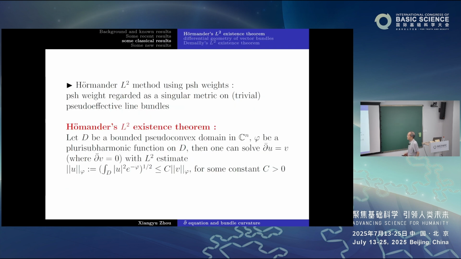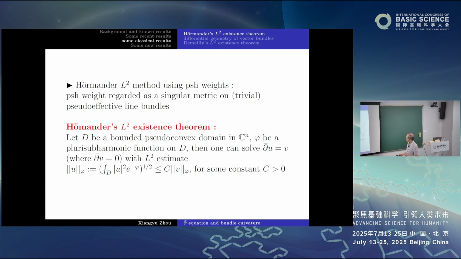So now let me recall some fundamental theorems about L2 existence theorems. Actually, Hörmander's L2 method uses PSH weights. A PSH plurisubharmonic function weight could be regarded as a singular metric on the trivial line bundle, such that the bundle is pseudo-effective.